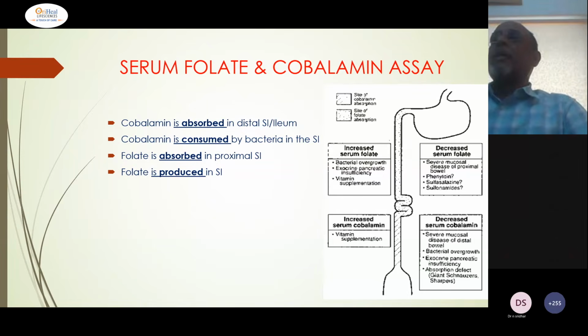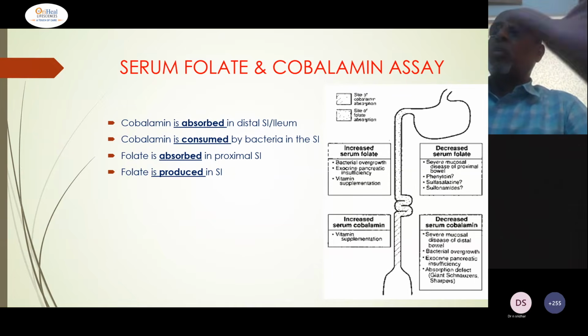With this basis, if you do a test, then you know you will have increased serum folate in bacterial overgrowth and exocrine pancreatic insufficiency, because pancreatic enzyme is bactericidal. They will completely destroy the bacteria. If it is lacking, then you will have more bacteria, and so in exocrine pancreatic insufficiency you will have increased serum folate. Of course, if you have vitamin supplementation, there also you will have more. Suppose you are giving B complex, you might have more folate.